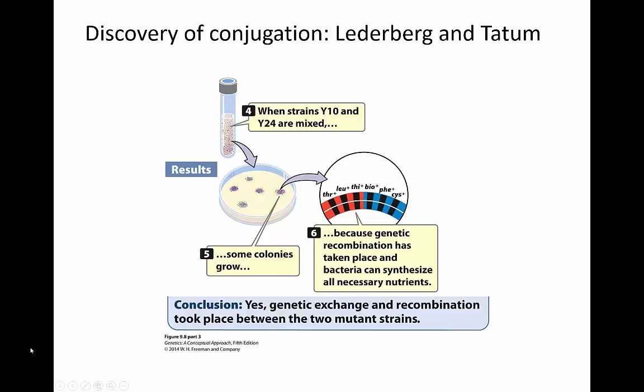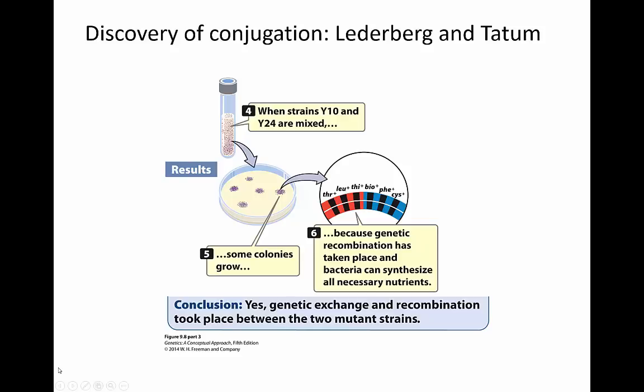It turns out that Lederberg and Tatum took these two bacterial strains, mixed them together, and then plated them on minimal media. And they were really surprised to see that there were some colonies that could grow. They were very few, but there were some that could grow. The reason they could grow is that there was some kind of genetic recombination or sharing of genetic material, so some of the cells had functioning copies of all 6 of these genes.